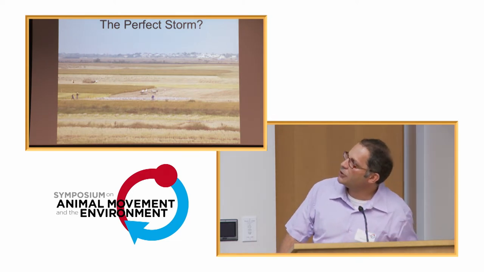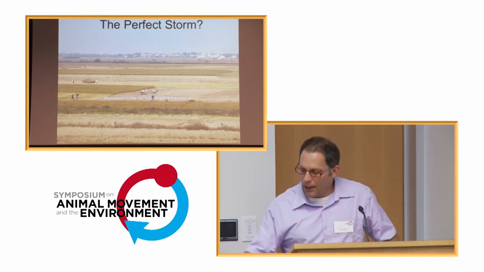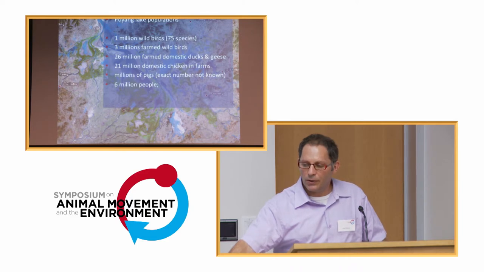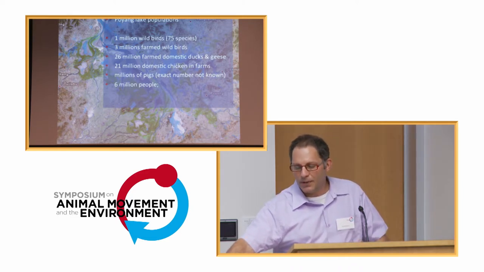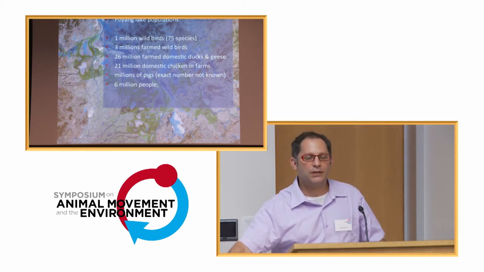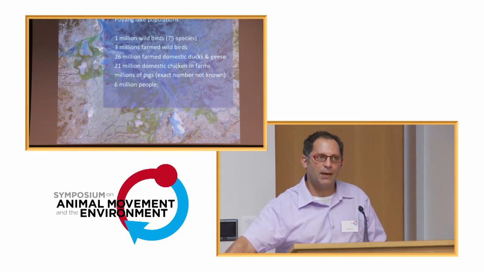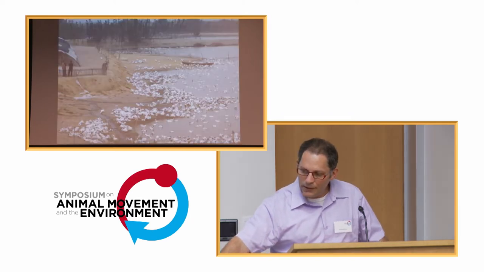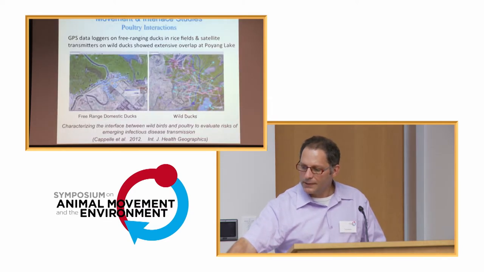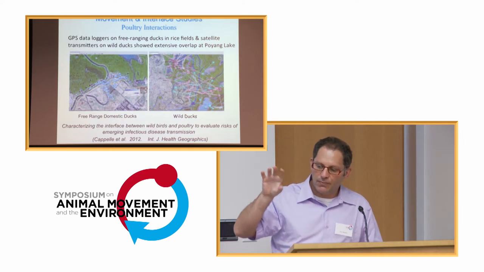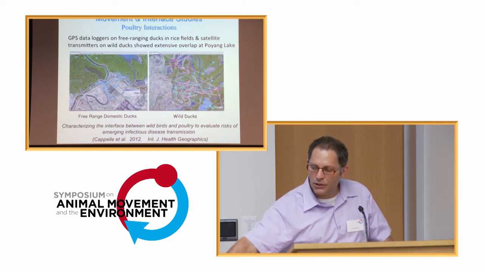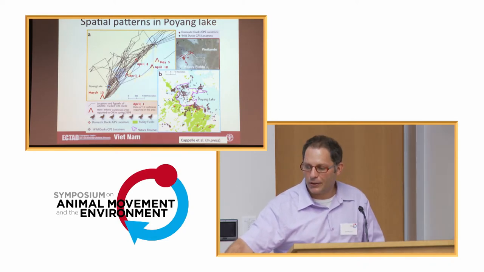So this is Poyang Lake that Diane mentioned. Looks like a relatively innocuous place. What you see is a lot of wetland habitat, but what is overlaid is millions of wild birds, farmed wild birds, domestic birds, domestic chickens as well as ducks and pigs and people. So this for me is the perfect storm. This is where we have the opportunity for influenza dynamics to really have major mixing, major exchange of viruses. And this is just a picture of one of the farming systems. We've done some preliminary work looking at habitat use of the domestic ducks and how marked wild birds are also overlapping and potentially exchanging viruses, but certainly sharing the habitat and coming into contact with one another. These are the types of areas of work that we'd like to really focus on in the future.